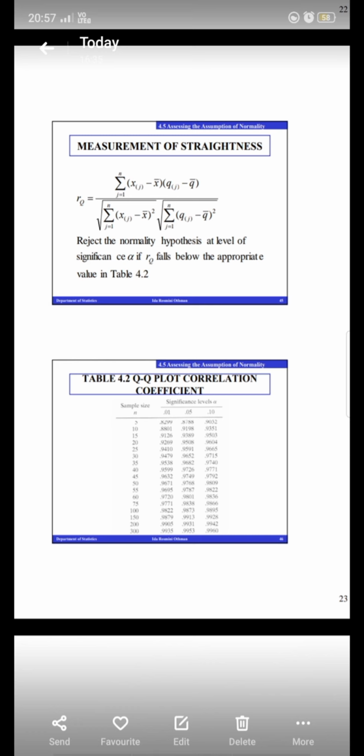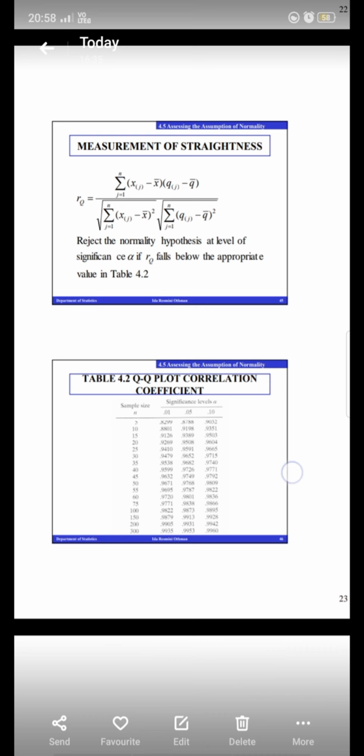RQ ni dipanggil correlation coefficient for QQ plot. So this is the formula to find the value of RQ. We need to calculate this RQ untuk nak buat test tadi. So, kalau tengok formula ni, it is summation of xj minus x bar. Xj adalah observation tadi, minus x bar. X bar adalah mean of x. And then qj, quantile, minus q bar, mean for q. Okay, divide dengan square root of summation of xj minus x bar square, multiply square root of summation qj minus q bar square.